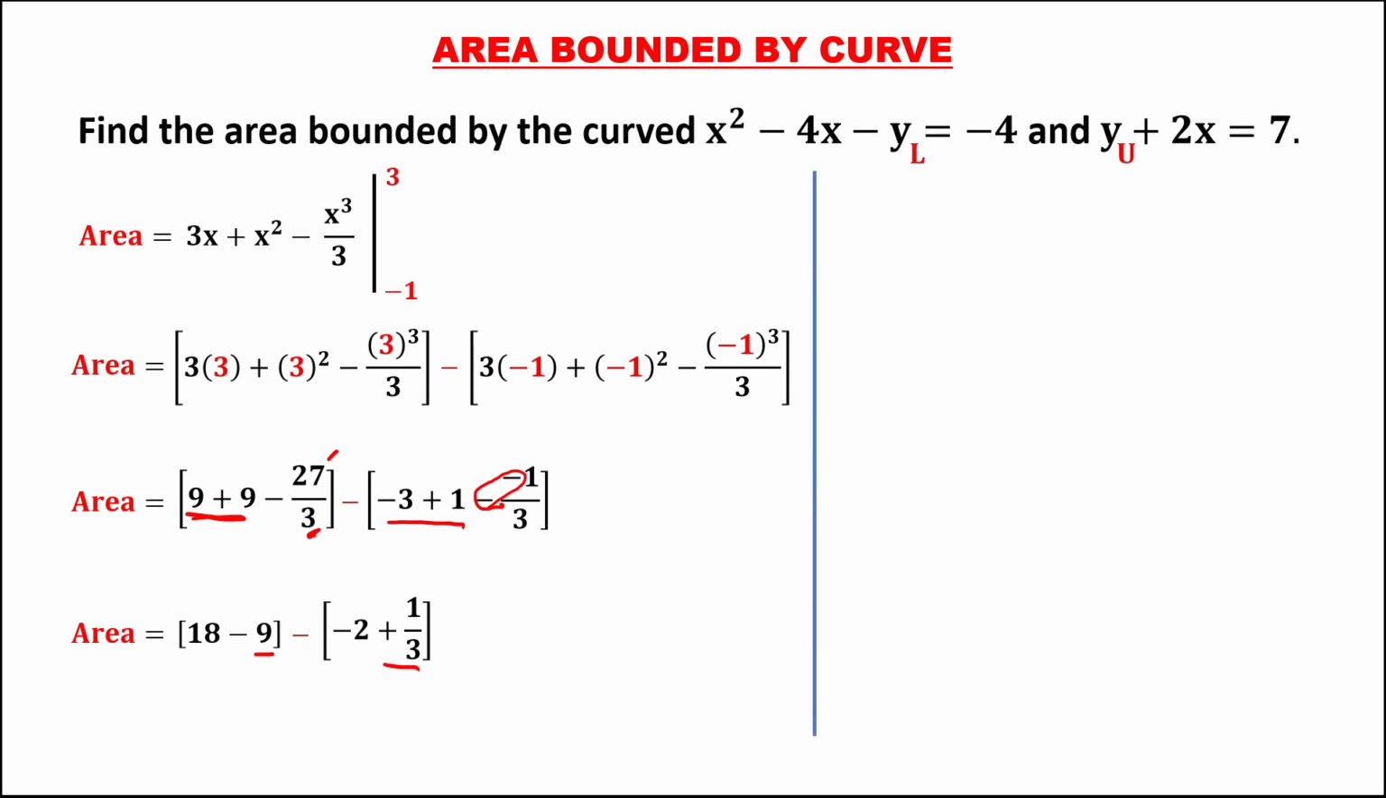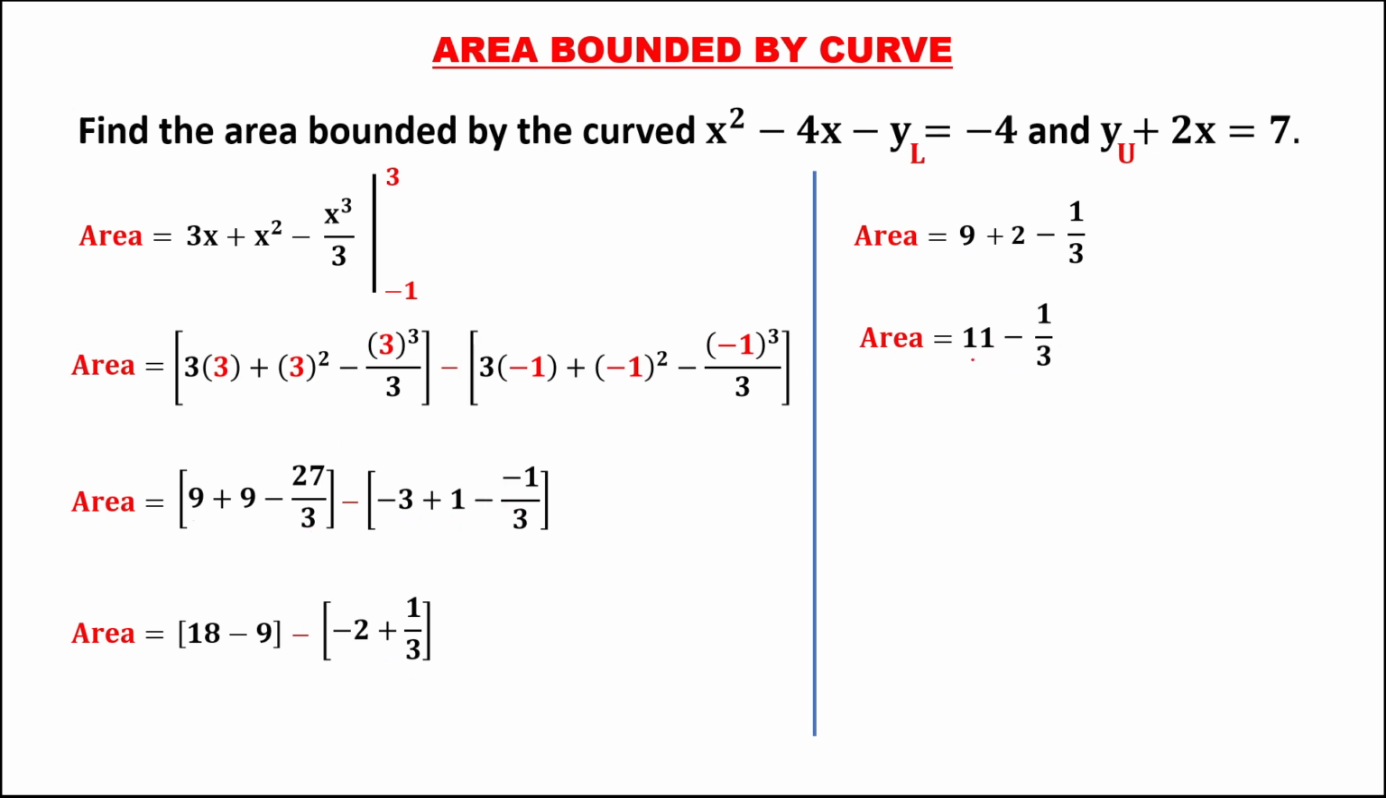Then we need to distribute this negative. So 18 minus 9 is 9. Distribute this negative, so that becomes +2. Distribute this negative, so that's -1/3. Then this 9 plus 2 is 11 minus 1/3.